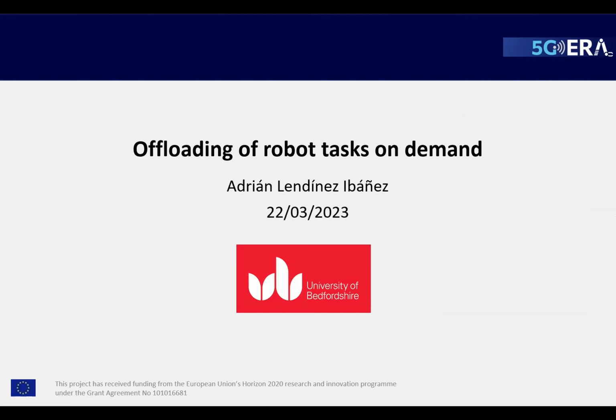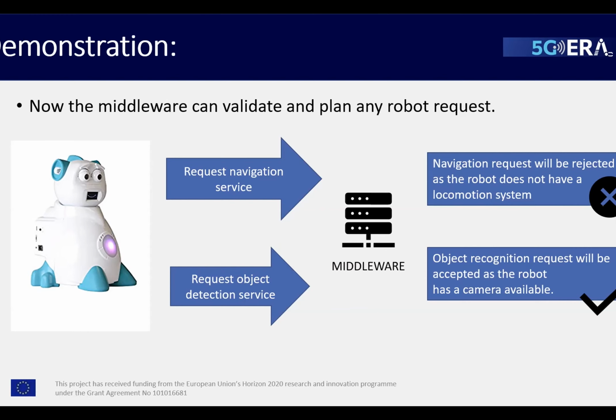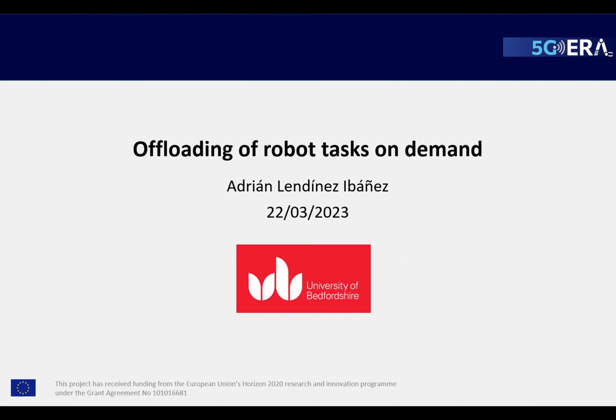So this concludes the onboarding session. And now we will be talking about offloading a robot task on demand, which is the second step. We have our robot onboarded, and we now want to use the middleware to get some network applications deployed to have our robot complete some tasks.